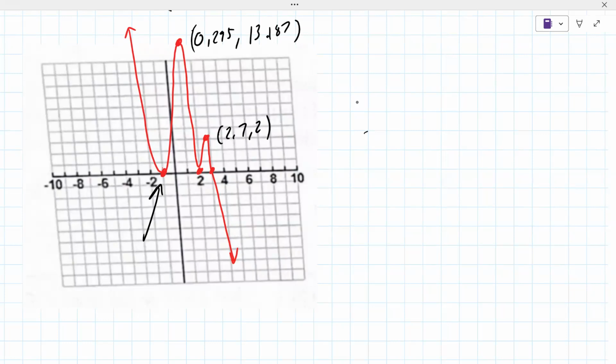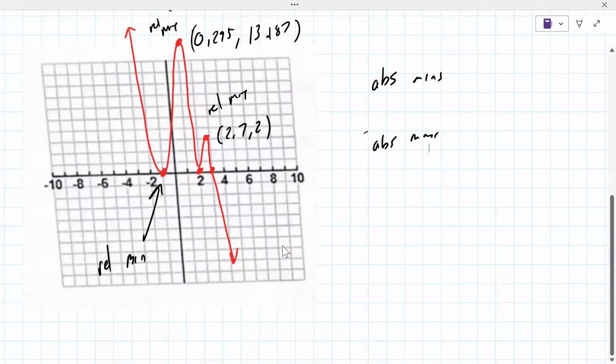Relative minimum. Yes, exactly. Just because it's a zero, it can also be a relative min or relative max. Got it. So 2 comma 0 is also another relative min, right? Are there any absolute mins or absolute maxes? No, because it goes up and down in both directions. Very good. And the y-intercept is y equals 12. What are the coordinates of the y-intercept? 0 comma 12.